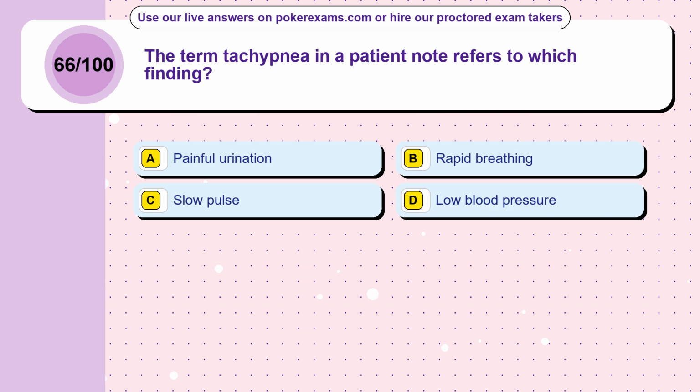Question 66. The term tachypnea in a patient note refers to which finding? Option A. Painful urination. Option B. Rapid breathing. Option C. Slow pulse. Option D. Low blood pressure.